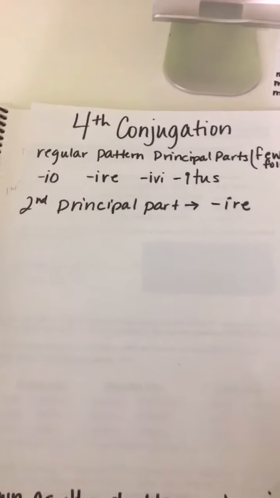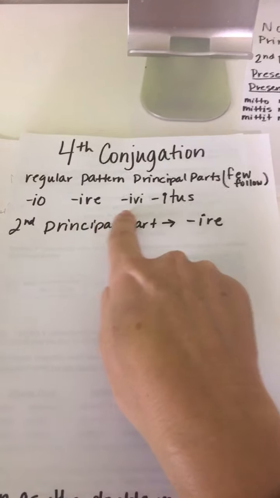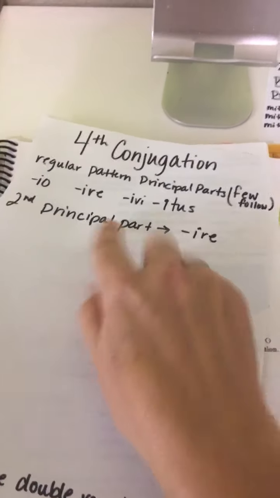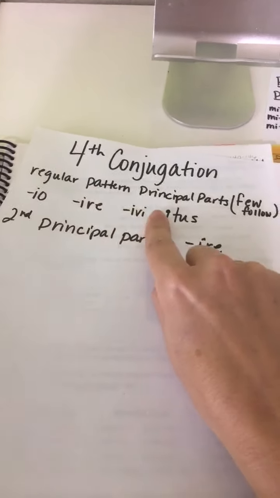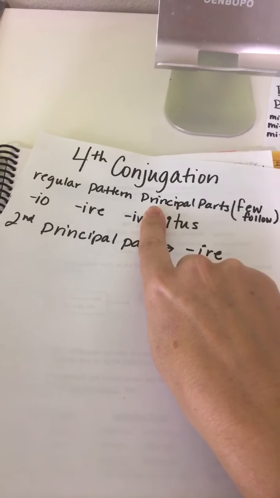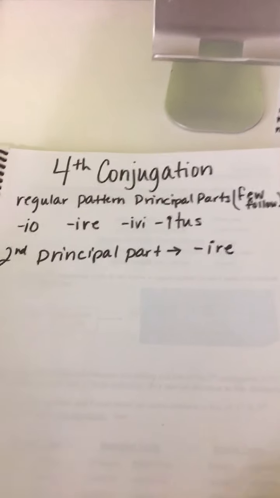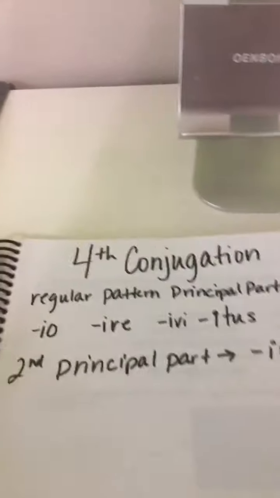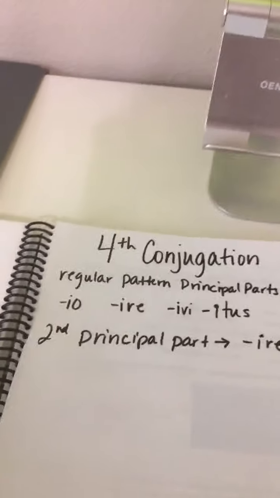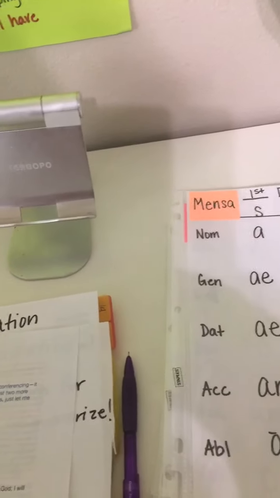Let's jump to fourth conjugation. Io, ire, evi, etus. Dropping the RE to find the present stem, dropping the I to find the perfect stem. And again, few follow the regular principal parts on that one. So, okay, those are the conjugations we have covered this year in Challenge A. So let's jump to declensions.